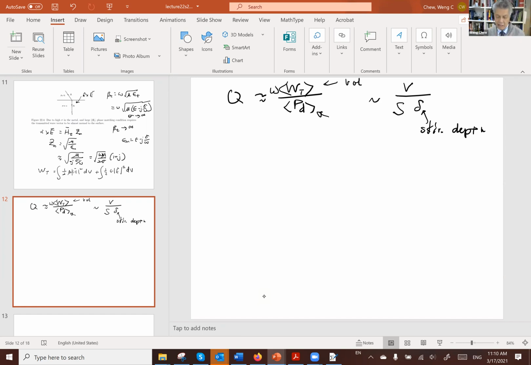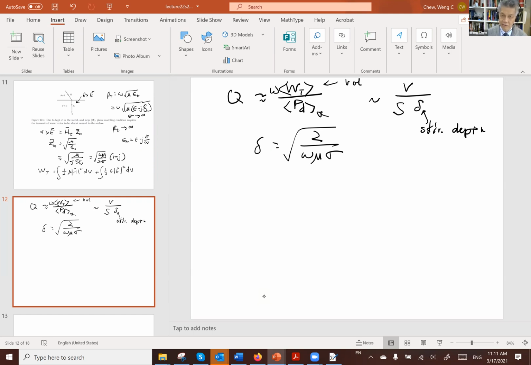This is a skin depth, which means that the larger the volume, the higher the Q. So if you can make a cavity where the volume to surface area is very, very large, you get a very high Q. And delta, the skin depth, is given by this formula that you have learned before. If the conductivity of the wall is very large, then delta becomes very small, and then you also have a high Q. So large cavities in general have very, very high Q. That's what I want you to learn.